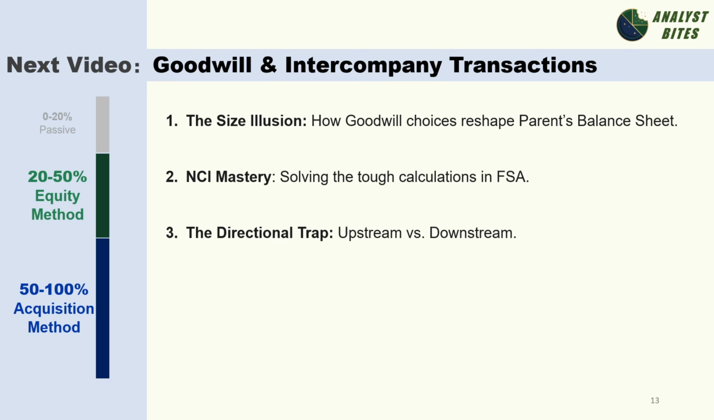So in the next video, I will bring goodwill back. I will use more real case examples to explain the differences between full goodwill and partial goodwill, and how they change the size of NCI. Also, I will dive into another tricky topic, the internal transactions between parent and subsidiary companies. We will cover both upstream and downstream transactions to clear those common exam traps.